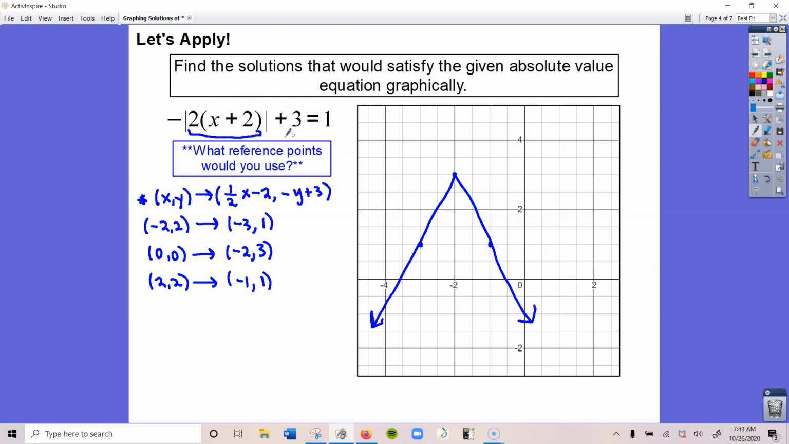We have that the absolute value equation is equal to 1. So I'm going to draw a horizontal line where y is equal to 1. And I'm going to take note of those points of intersection, which are here and here. So my solutions would be x equals negative 3 and negative 1.